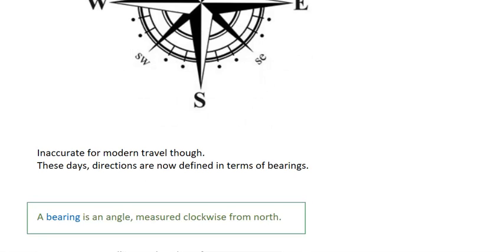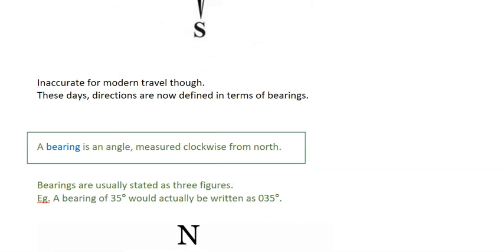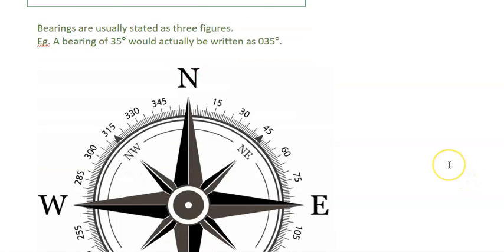A bearing is an angle measured clockwise from north. Bearings are usually stated as three figures. A bearing of 35 degrees would actually be written as 035 degrees. So let's have a look here.